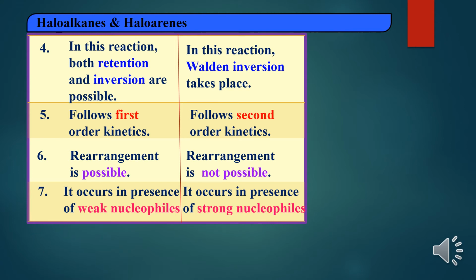One more you can include: the SN1 reaction takes place in the presence of polar solvents. In SN2, polar solvents are not necessary. So polar solvents favor the reaction in SN1, and polar solvents do not favor the reaction in SN2. One more difference you can include.